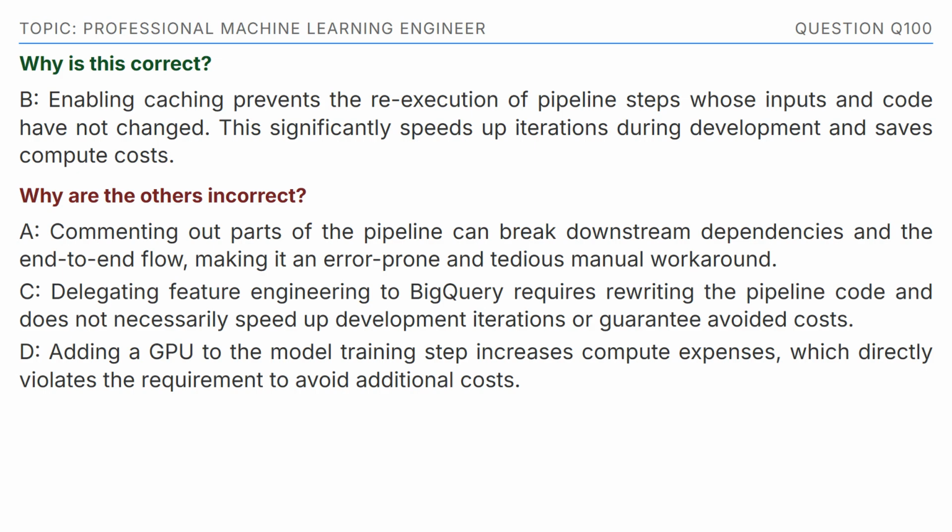Why are the others incorrect? A. Commenting out parts of the pipeline can break downstream dependencies in the end-to-end flow, making it an error-prone and tedious manual workaround. C. Delegating feature engineering to BigQuery requires rewriting the pipeline code and does not necessarily speed up development iterations or guarantee avoided costs. D. Adding a GPU to the model training step increases compute expenses, which directly violates the requirement to avoid additional costs.